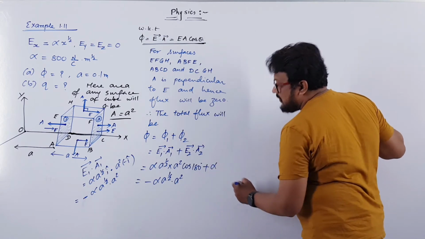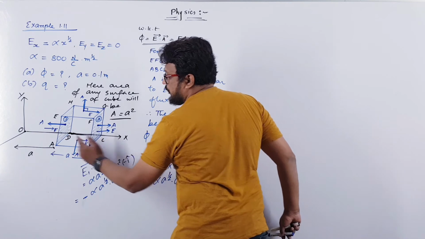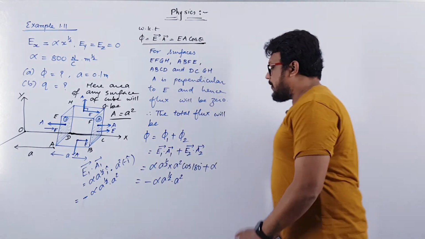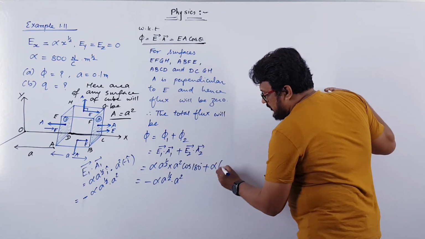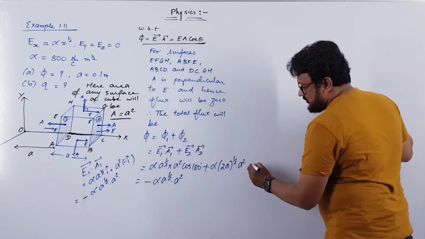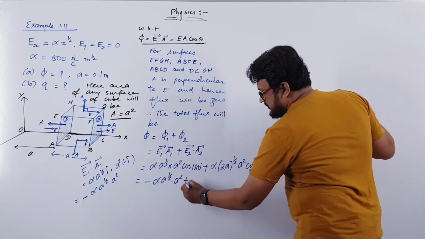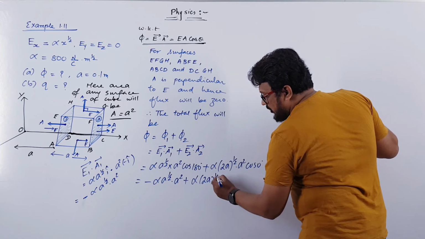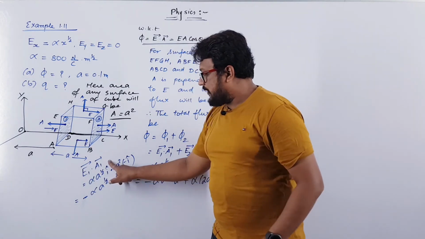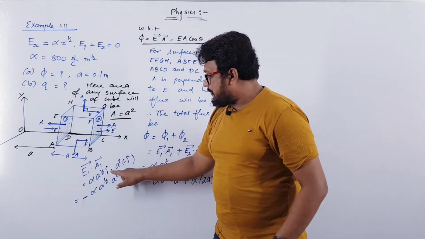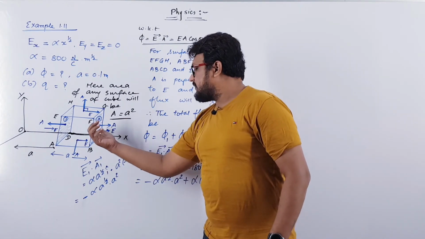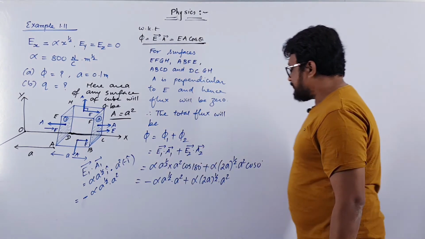E2 will be alpha, and what is the distance of this surface from point O? It is a plus a, that is 2a from point O. So plus alpha 2a raised to half into a square, and both are in the same direction, so cos 0, which is 1. Or E2 dot A2 is alpha 2a raised to half i cap dot a square i cap, because both are along the positive x-axis.